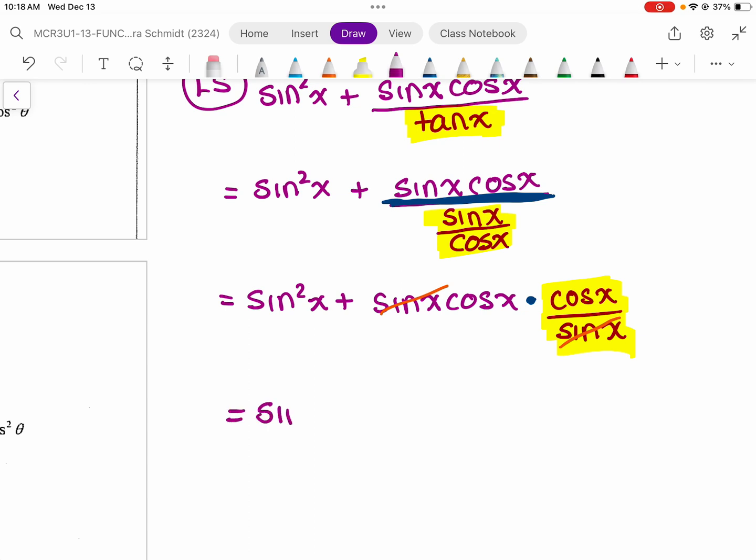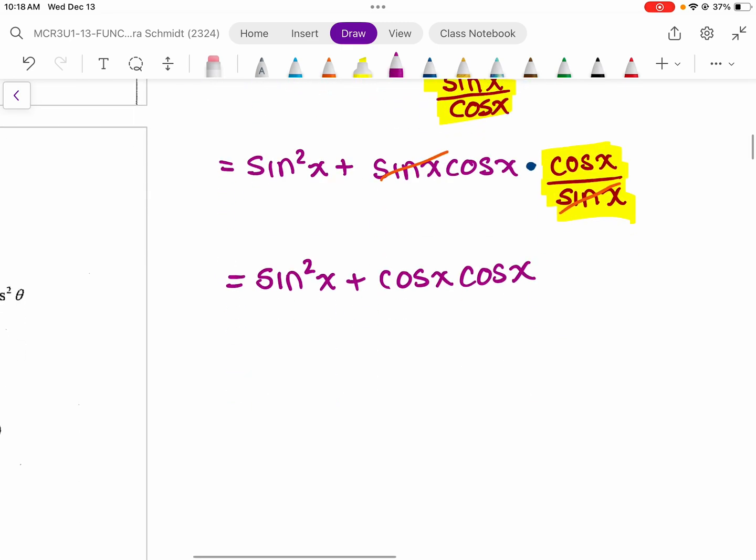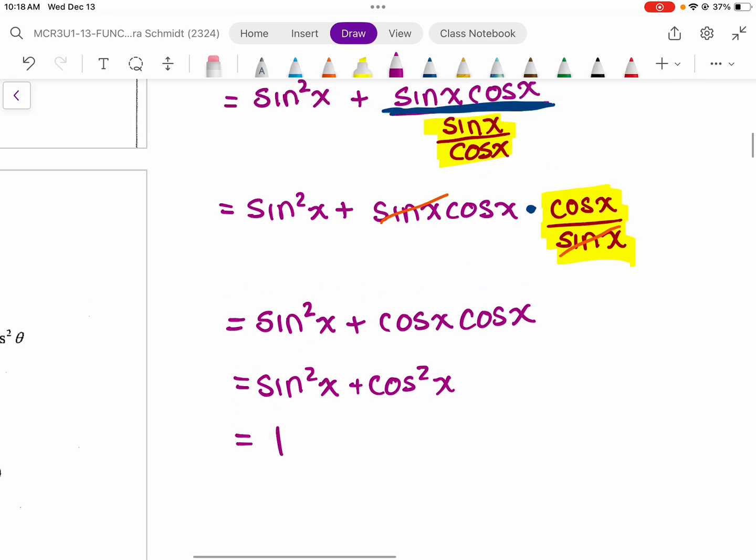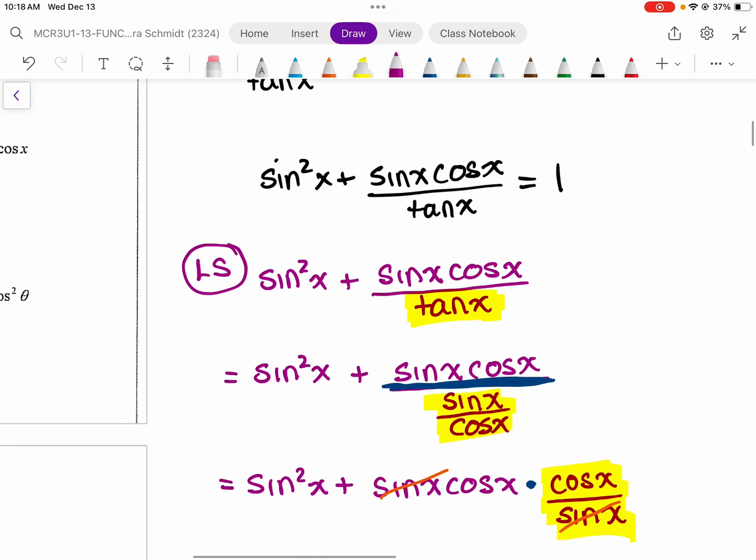So all I'm left with is sine squared x plus cos x times cos x, and cos x times cos x is actually just equal to cos squared x. And we know sine squared x plus cos squared x is our Pythagorean identity, which is just equal to 1. So there you go. My left side equals my right side.